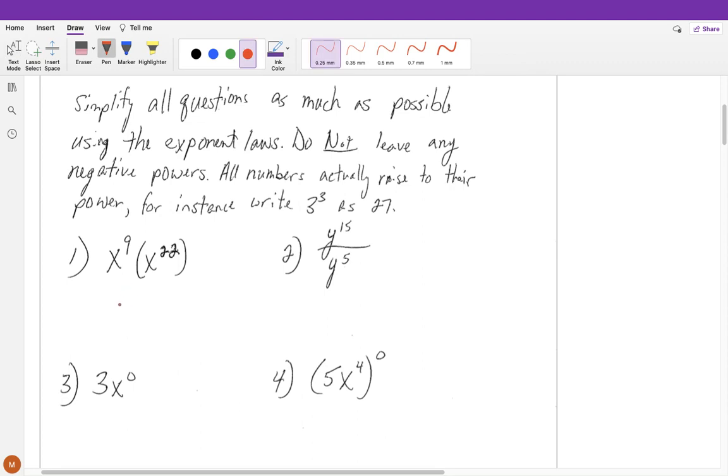So when we're multiplying, our rule, the product rule, is we add our powers. So it becomes 9 plus 22, which is equal to x to the 31st power. So when we're multiplying, we just add our powers. And remember, what's happening is some of you are now forgetting to multiply regular numbers. These are exponent rules, exponent laws, so we're only applying these to exponents.